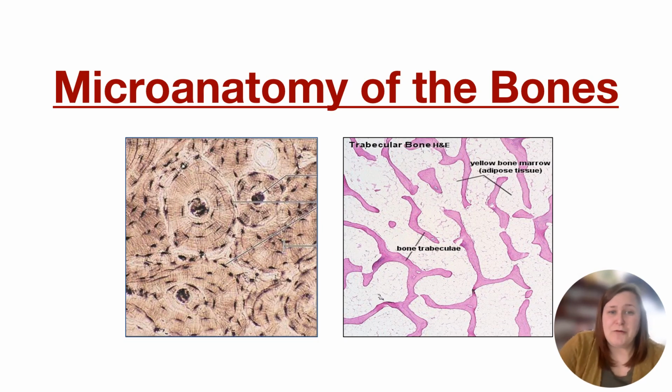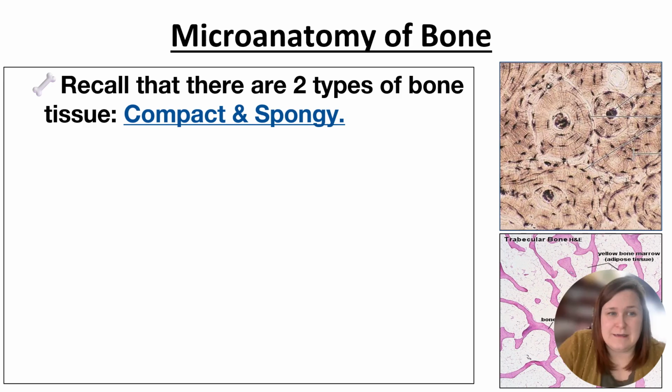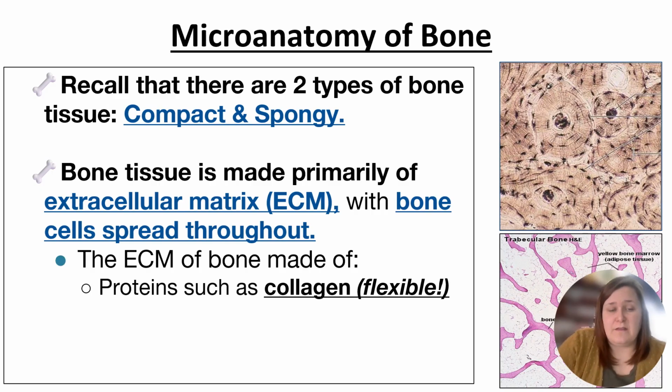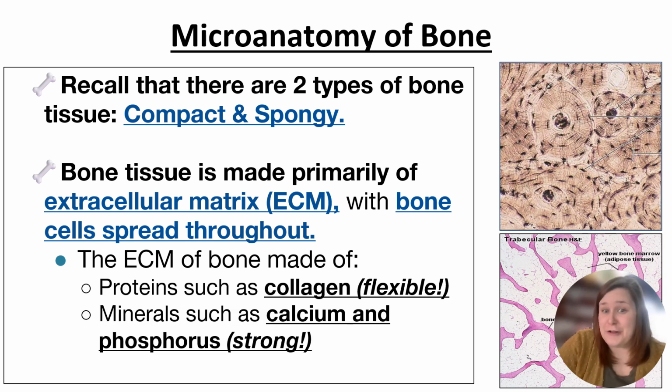So let's talk a little bit about the microanatomy of bones. So remember that there are two types of bones, right? We have compact and spongy. Bone tissue is going to be made primarily of extracellular matrix, with bone cells spread all throughout that extracellular matrix. The extracellular matrix of bone is going to be made of proteins like collagen. Collagen is really important in this process because this is what provides the little bit of flexibility that our bones have. And also we are going to have minerals like calcium and phosphorus, and this is what makes our bones really, really strong.